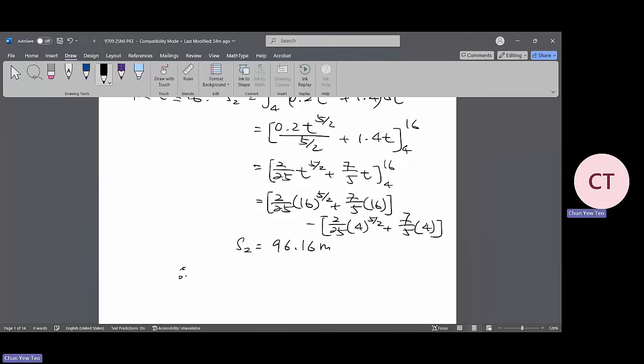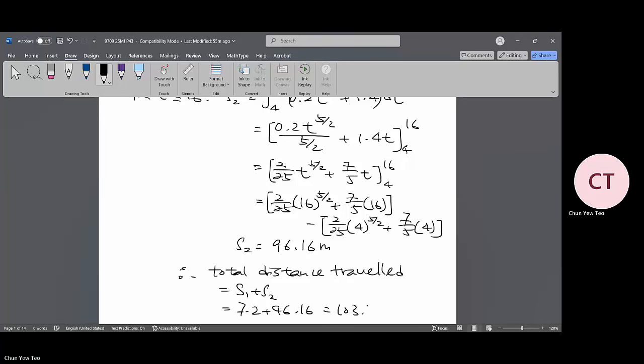Therefore, total distance traveled is equal to S1 plus S2, which is 7.2 plus 96.16. You get the answer as 103.36 meter. Done. This will be the answer for number 7B part 2, and this will be the last question for this paper. So I will stop the video here. I'll see you next time. Bye-bye.